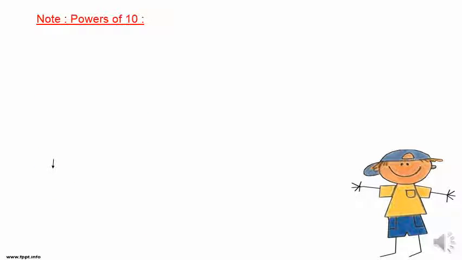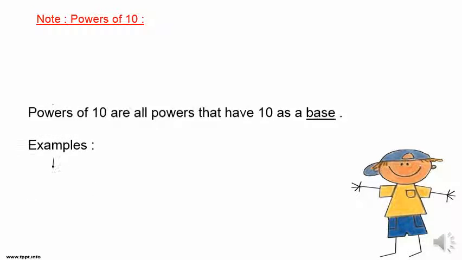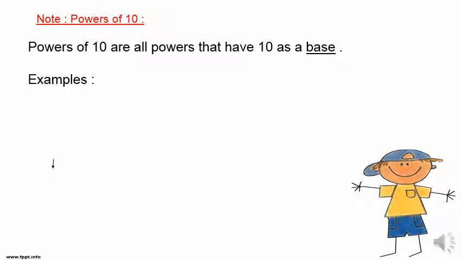Okay. Now you have to take a note before we continue to the last exercise. What's the meaning of powers of 10? Powers of 10 are all powers that have 10 as a base. Examples, 10 squared, 10 cubed, 10 to the power 5, 10 to the power 8, and so on. Every power that has a base 10, we call it power of 10, which are 10, 100, 1000, and 10,000.